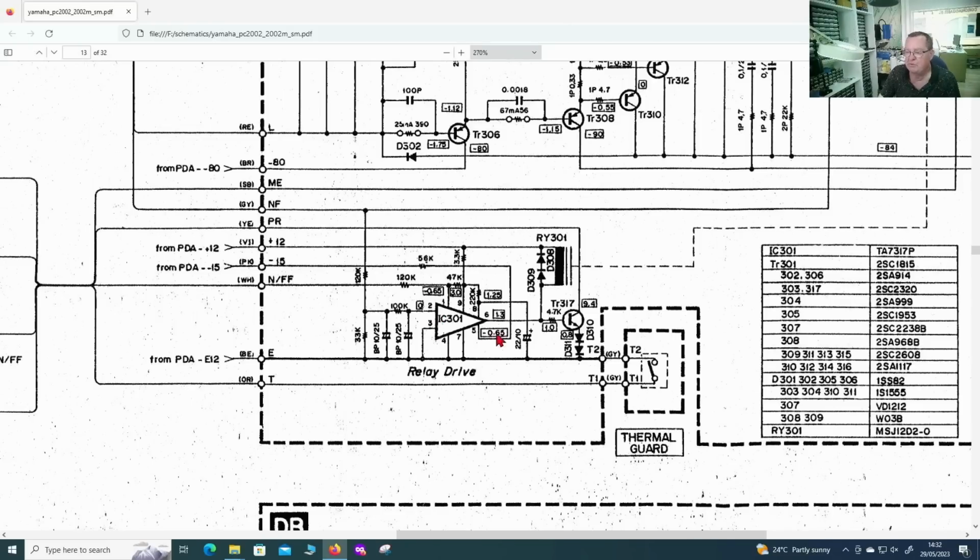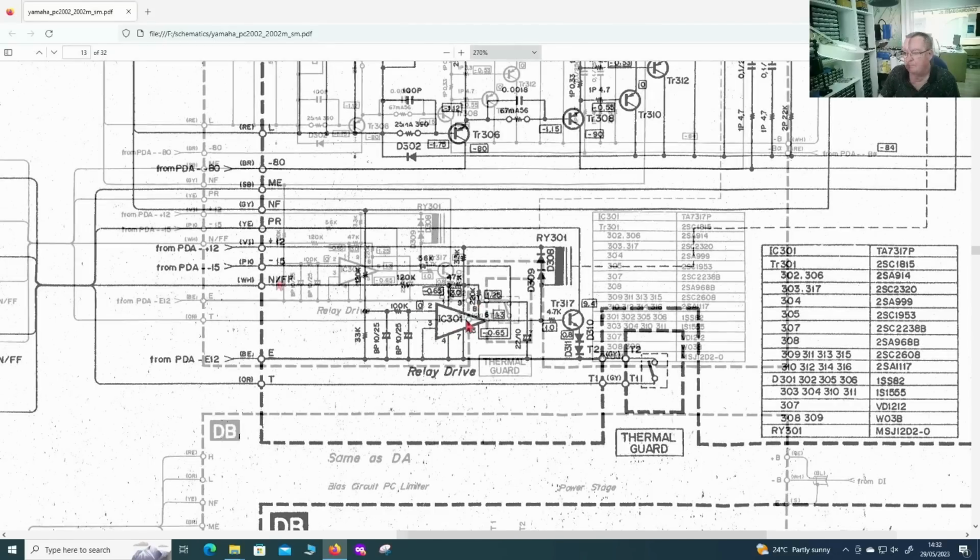I don't know what this chip is. Maybe we can have a look later on when we take the amplifier module apart, but that's what the chip is doing. So it's a special chip, I would say, for the protection circuit.